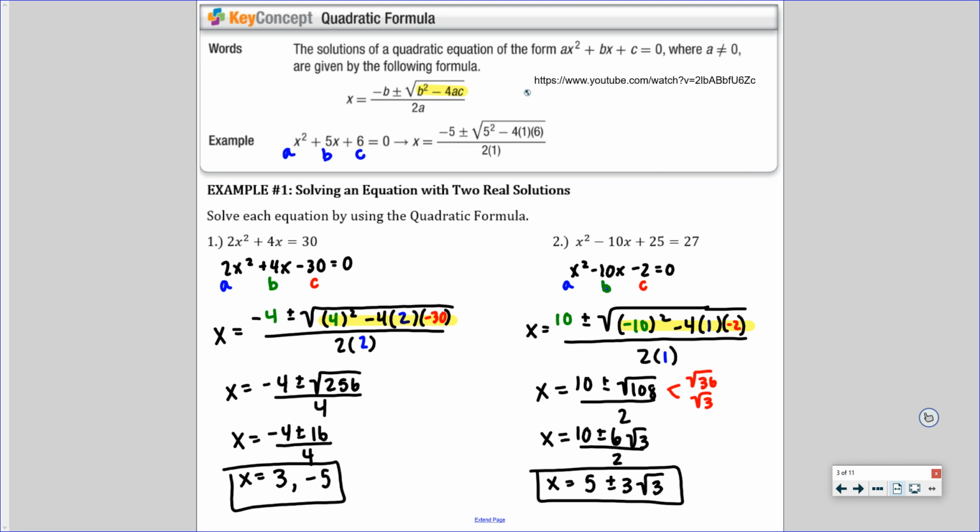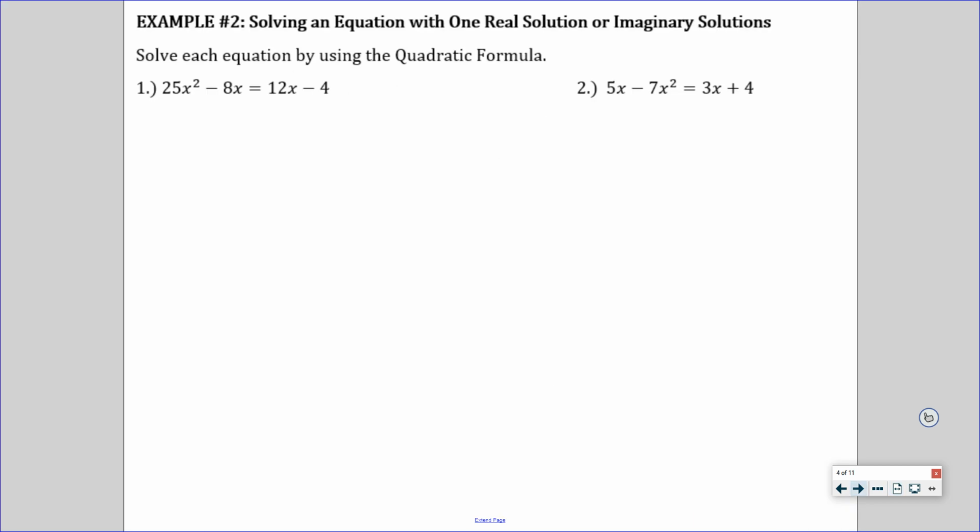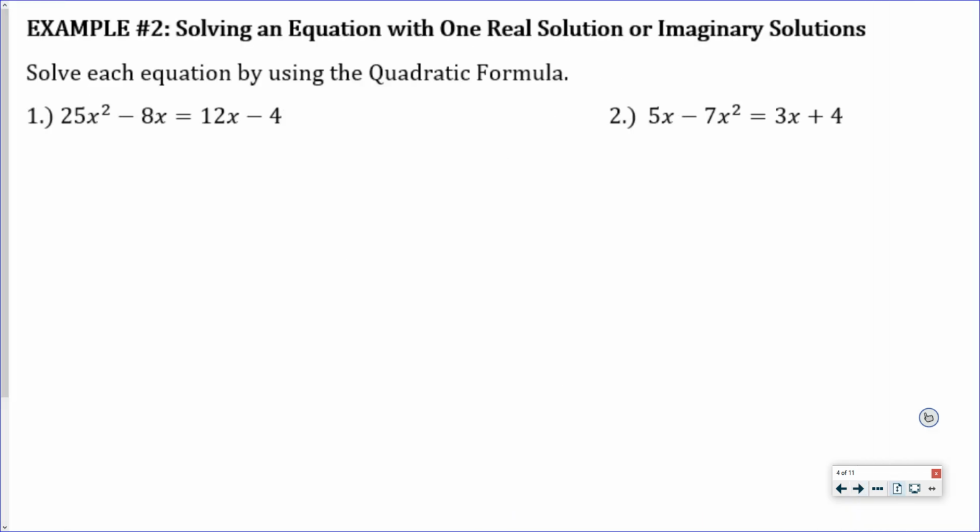Okay. We're going to look at 2 more examples when something different happens here. And then we'll come back and talk about that highlighted part and how it's special and how it helps us determine what kind of solutions we're going to get.